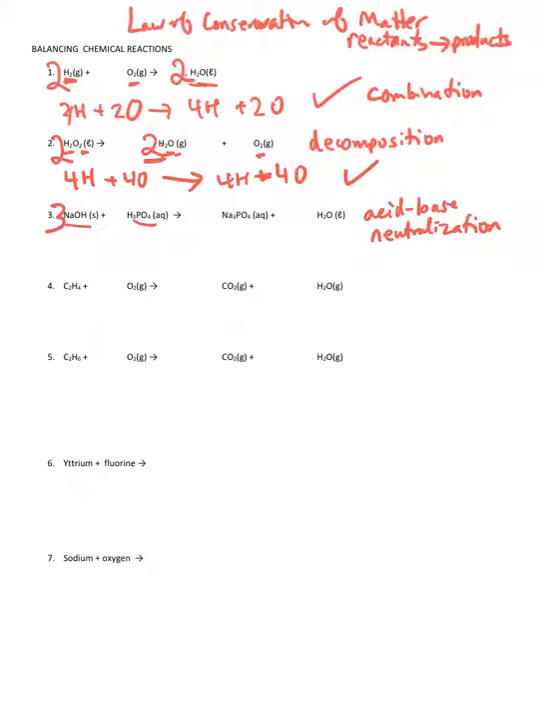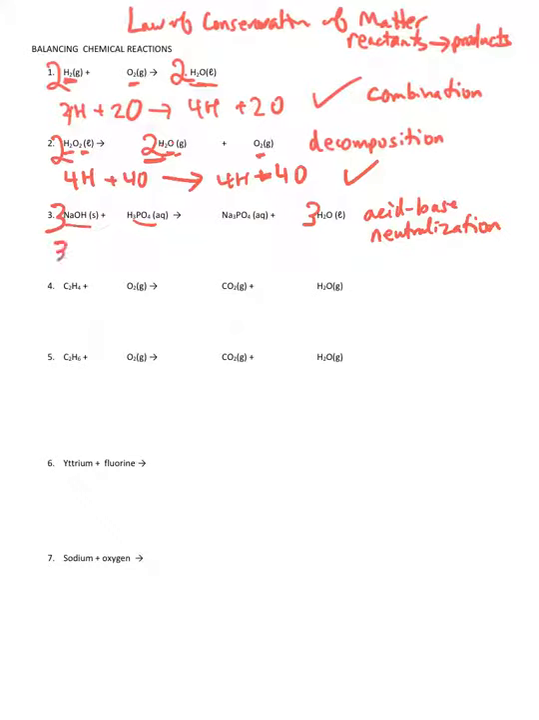I got 4 oxygens from the sodium phosphate plus 1 from the water. That means I've only got 5 oxygens on the product side. So I need more oxygens. So I got 7 on the left, 5 on the right. I put a 3 in front of the water. Now I'll have 7 oxygens on both sides. And I've got a single phosphorus, so it's balanced.